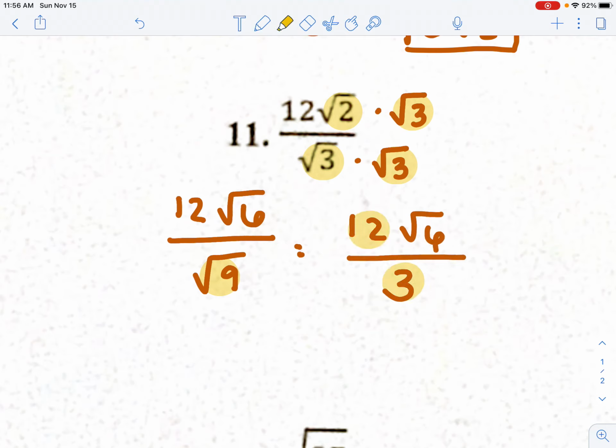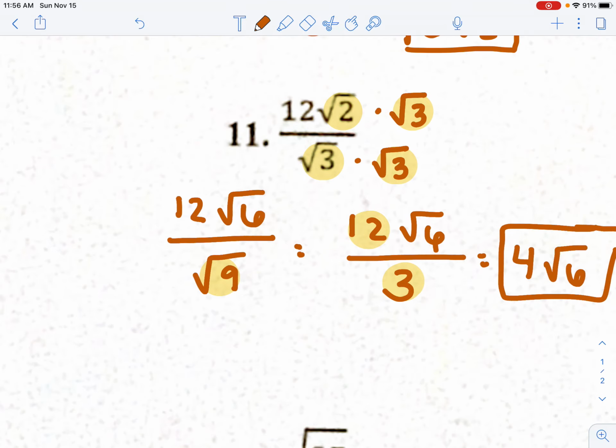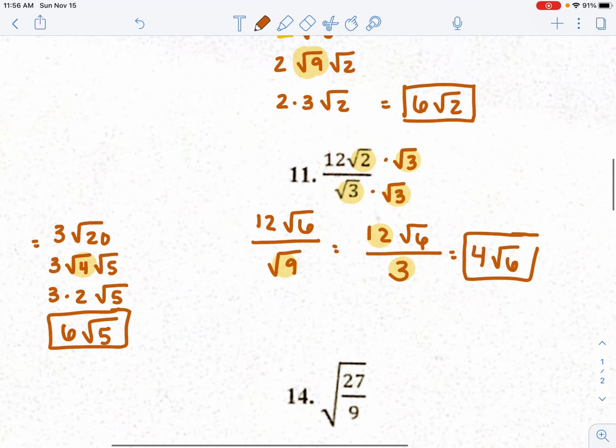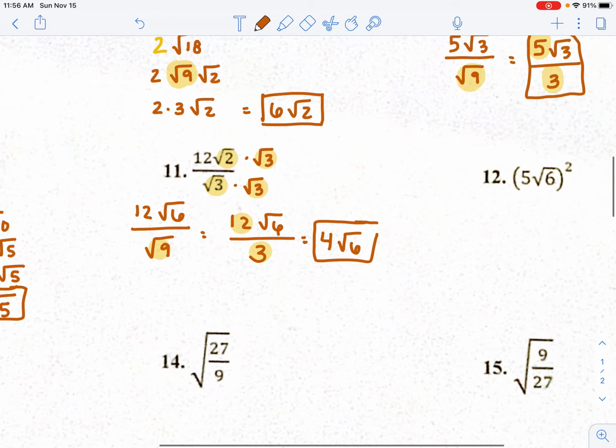Here, look at the two numbers out front. 12 and 3. Can I simplify 12 and 3? Yeah, 12 divided by 3 is 4. So I've got 4 radical 6. Perfect.